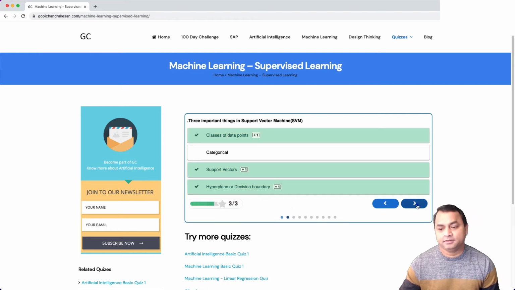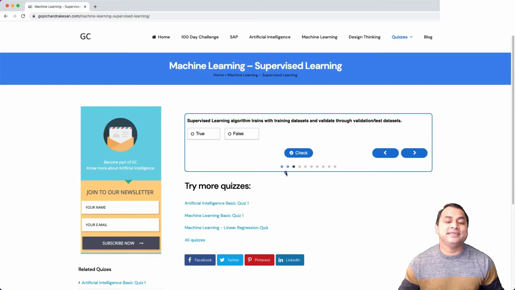Let's check. Yeah, correct. Supervised learning algorithm trains with the training data sets and validates through validation test data sets. Yes, it's true, because we train with the training data sets and then we validate with the test data sets. True. Check.